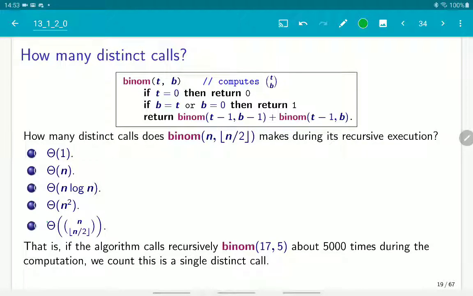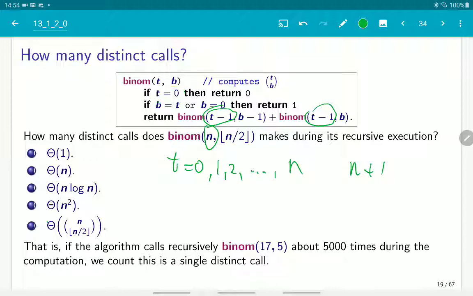So let's look at the top parameter, t. We call with n. What happens in the recursive call? Well, we decrease n by 1, but the bottom of the recursion is when t equals 0. So the first parameter t can be 0, 1, 2, all the way to n, so there are n plus 1 options for this.